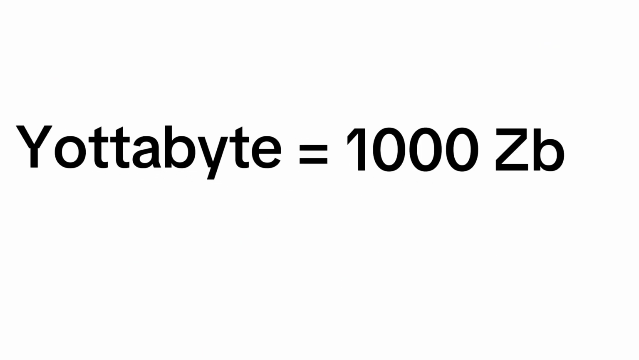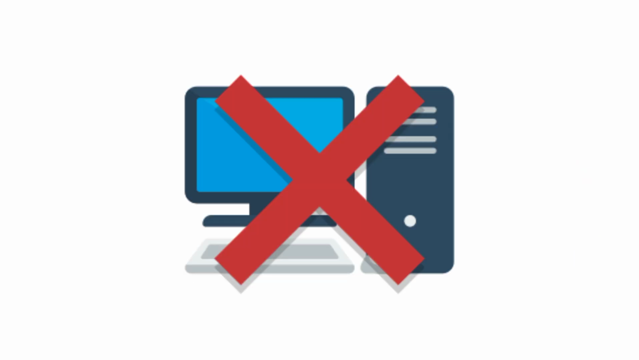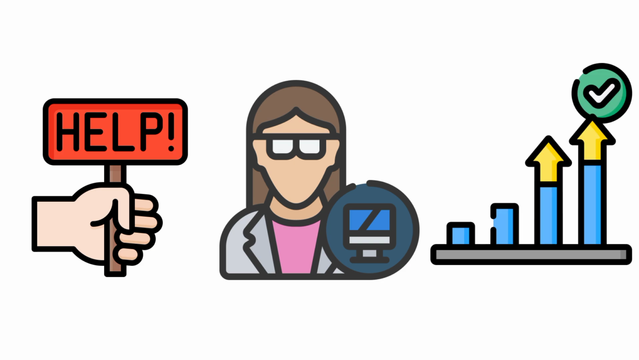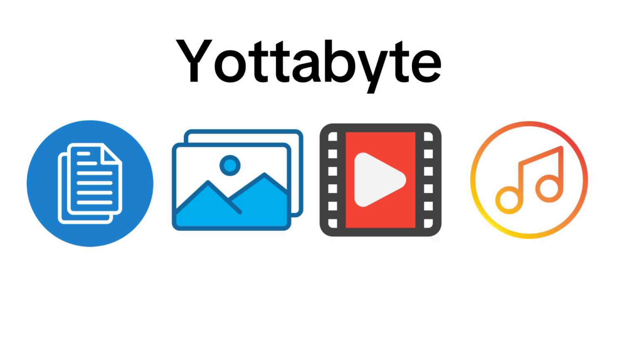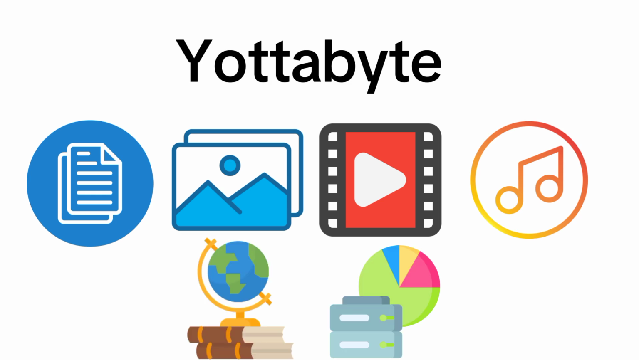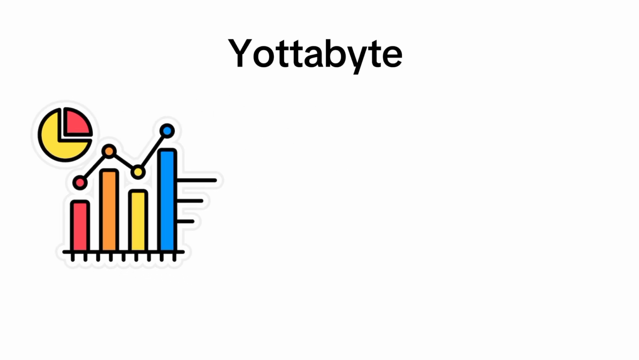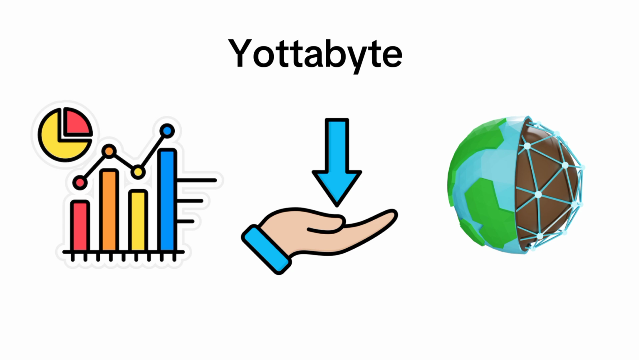Yottabyte. The Yottabyte, YB, is 1,000 ZB, or a septillion bytes. No system today can store a yottabyte, but it helps scientists and engineers imagine future growth. A single yottabyte could hold every document, photo, video, and song ever created in human history, with space left over. As our data generation grows exponentially, the yottabyte may eventually become necessary to measure the entire digital universe.